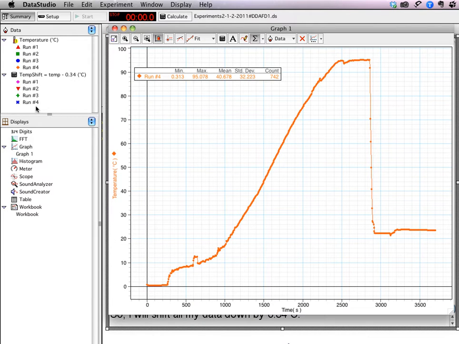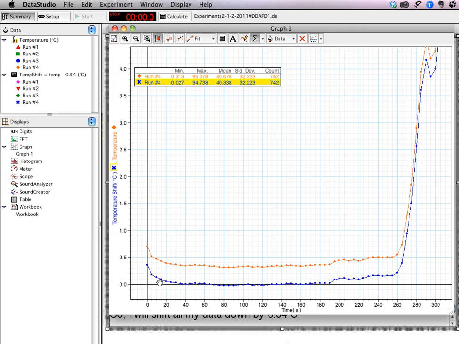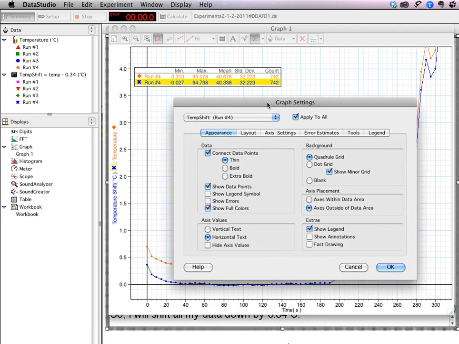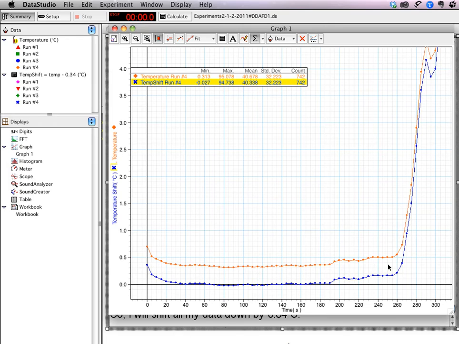So if I go into the graph, I can drop run number 4, temperature shift, onto the graph. And if you can see in there, it is red and blue because they're almost superimposed. But when we zoom in, we see that the blue data is the new temperature shift data, and I like to go in here into my legend and show the measurement name. That kind of helps out when you're looking up here to see which color is which. But we should have known because all this data has been shifted down to show that water was freezing at 0 degrees Celsius. And it was distilled water.